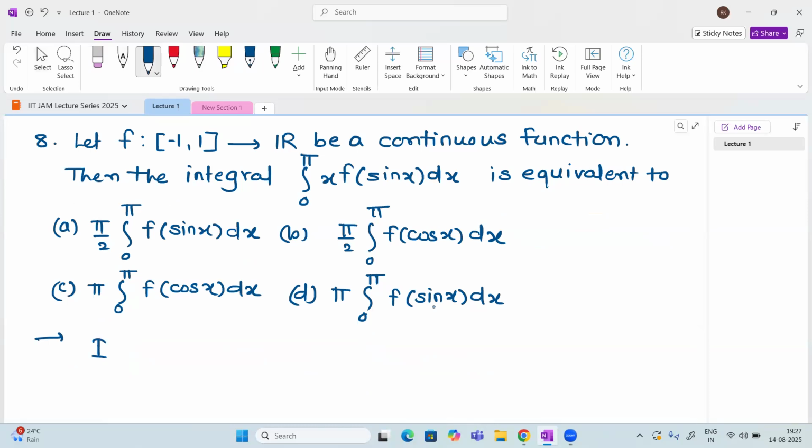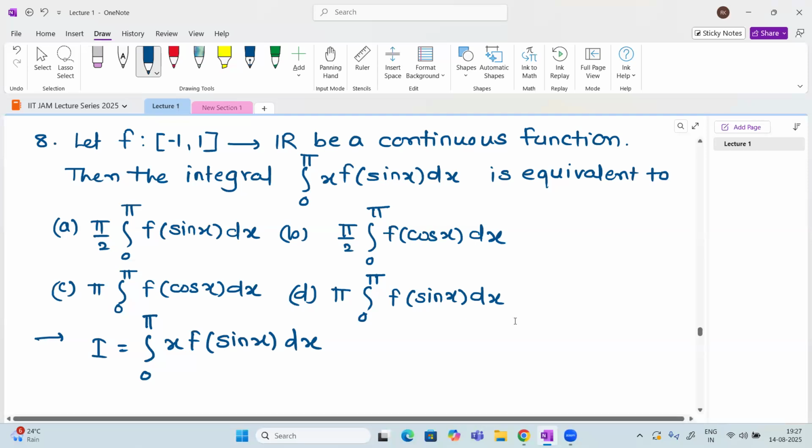Let me write first. Okay. So which method do we have to use? Which property of definite integral do we have to use to solve this problem? Any guesses?